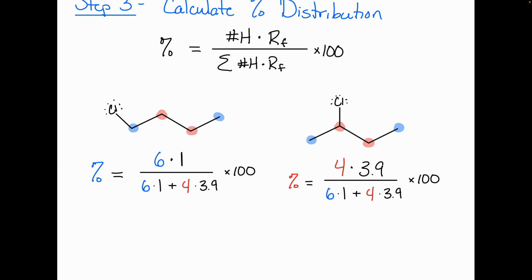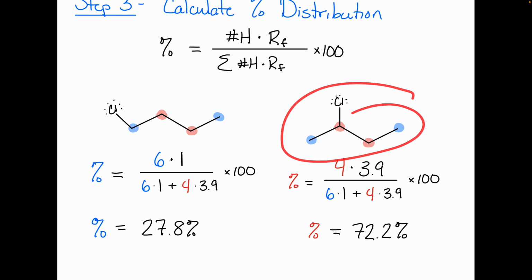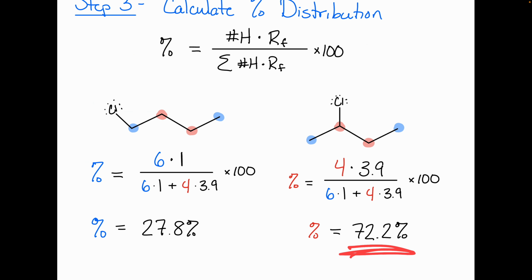All right, so if we calculated our percent distribution for our 1-chlorobutane product, we would get 27.8%. And if we did the same thing for our 2-chlorobutane product, we would instead get a percent distribution equal to 72.2%. All right, so look, we're not only able to say that this is our major product here, we can actually put a percent distribution on this here, right, using these calculations.